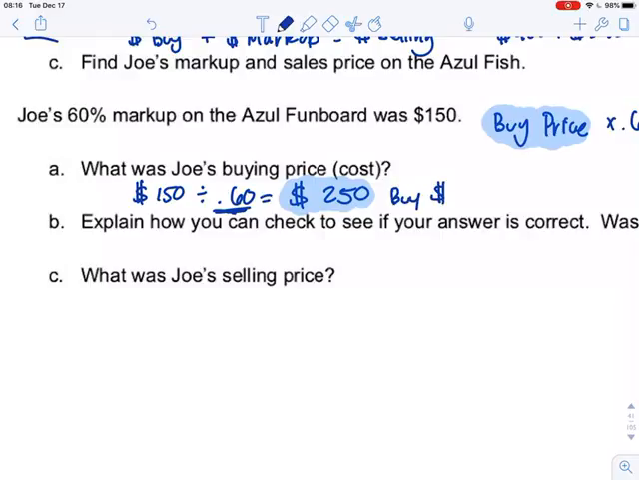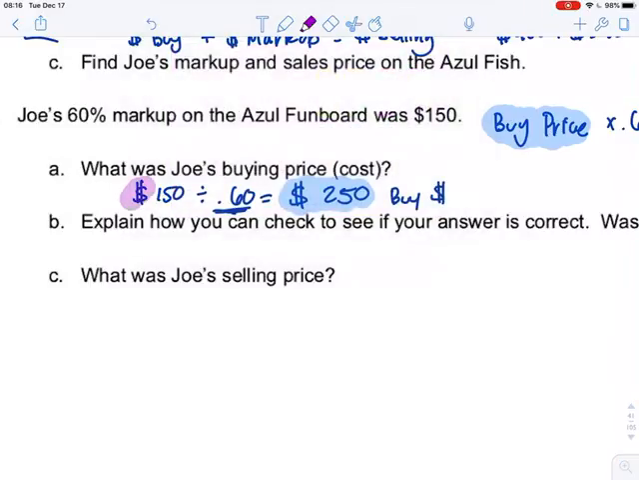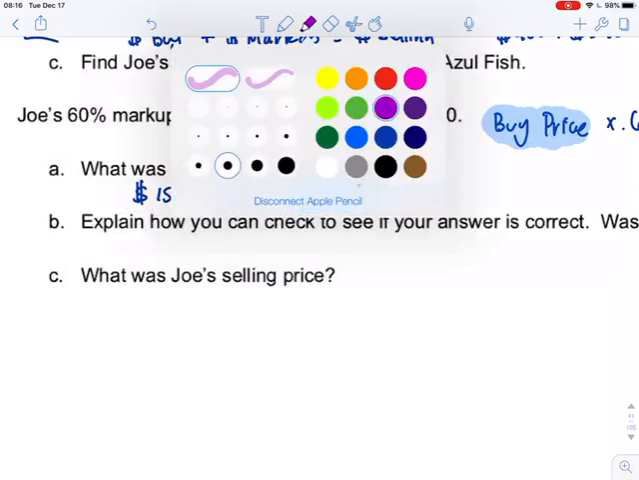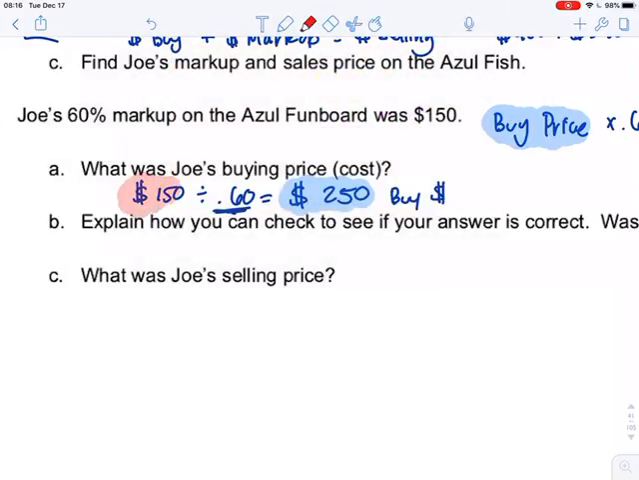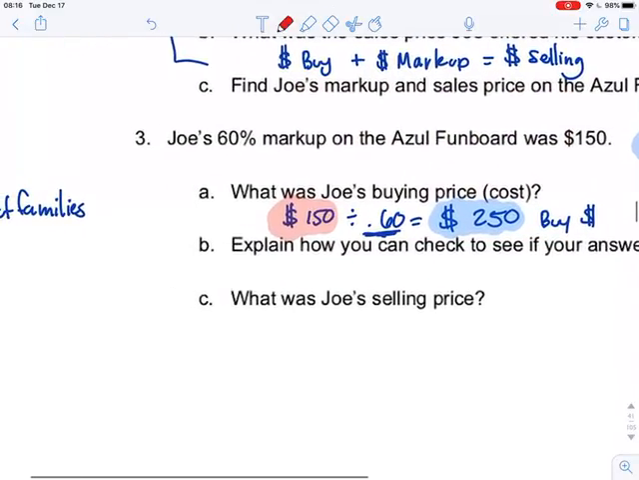Buy price. And this is his markup over here. Oops, wrong color. Markups I usually do in red because it's not a good thing, because it's an increase in price. This is a markup. That's how much he increased his price.